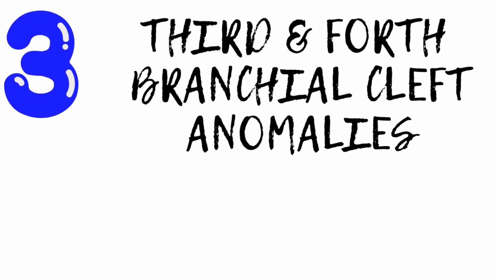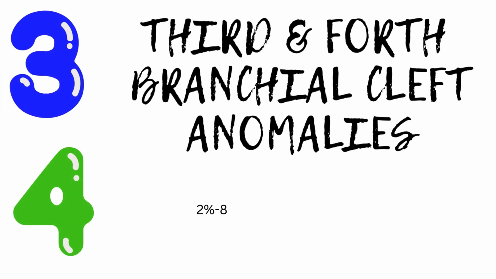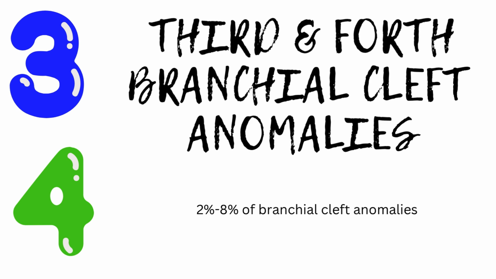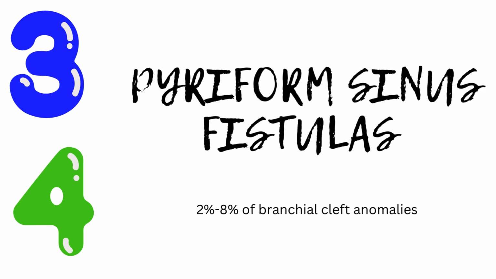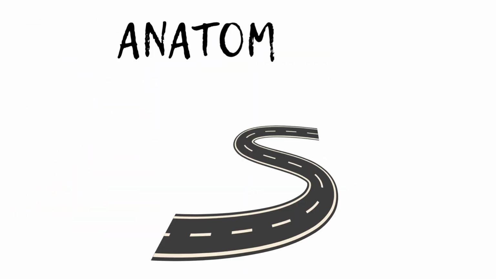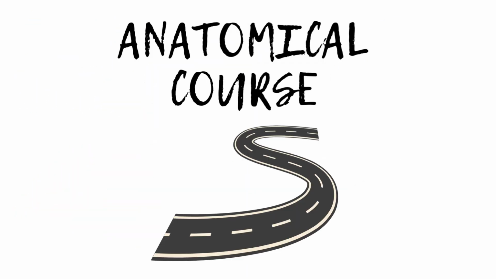Third branchial cleft anomalies are rare, representing 2% to 8% of branchial cleft anomalies. Distinguishing between third and fourth branchial cleft anomalies can be clinically challenging. Therefore, these anomalies are sometimes grouped together as pyriform sinus fistulas. The anatomical course of these anomalies can be quite complex.